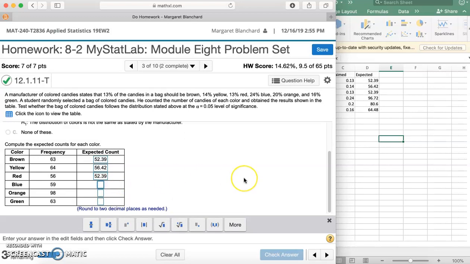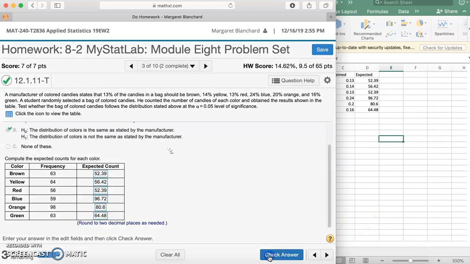And then blue, we have 96.72. For orange, we have 80.6. And for green, we have 64.48. Check answer. Well done. All right, that's how we find our expected counts column.